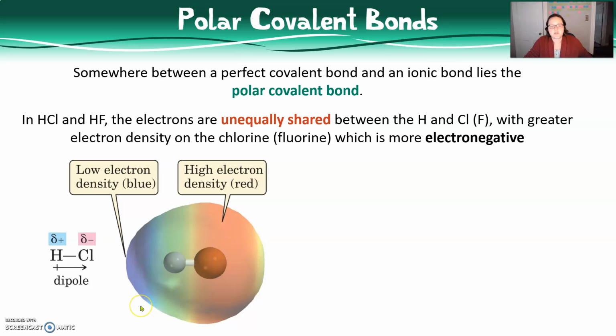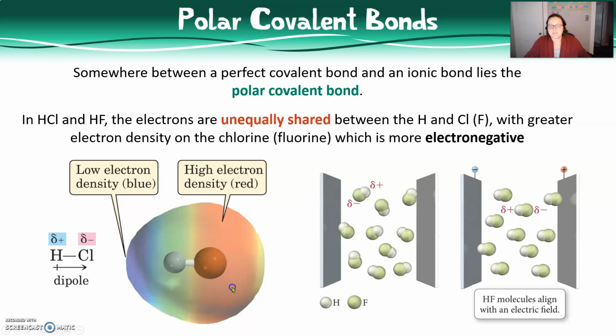These partial charges are strong enough that they will align themselves when placed in a magnetic or electric field, as we see in this picture where the molecules are randomly oriented when no electric field is present, but then they orient themselves along the path of the electric field once the two metal plates take on opposite charges. We can see here that the negative ends are oriented towards the positively charged plates, and the positive ends are oriented towards the negatively charged plates because that's how they would be attracted to each of these metal plates.